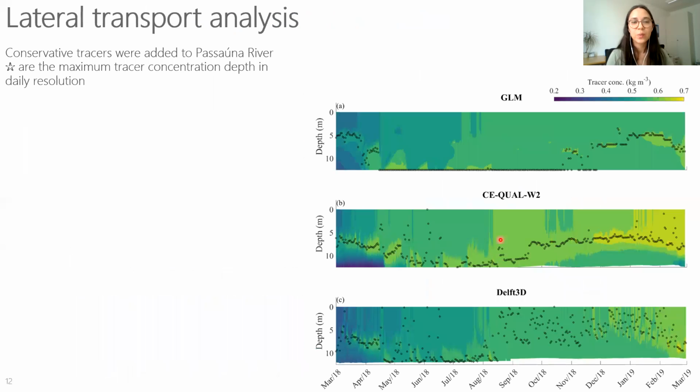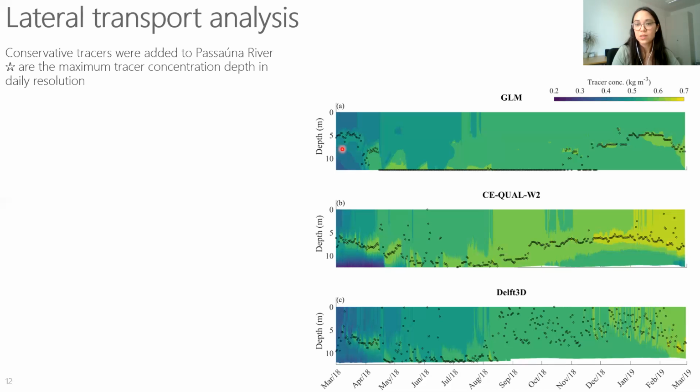And lastly, we added a conservative tracer at the Passaona River with a concentration of 1 kilogram per cubic meter. And here we have the concentration of the tracer in colors at the intake region also. And the stars represent the maximum concentration of tracer within a day. With this, we would like to have an idea of the density currents.